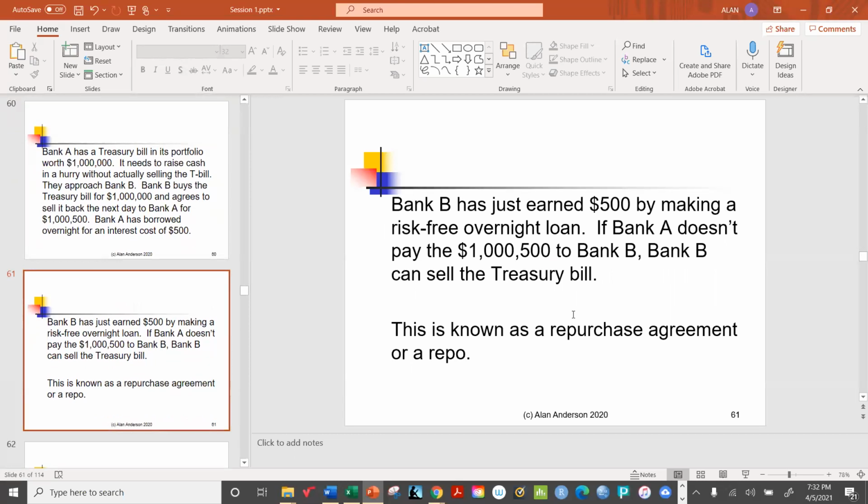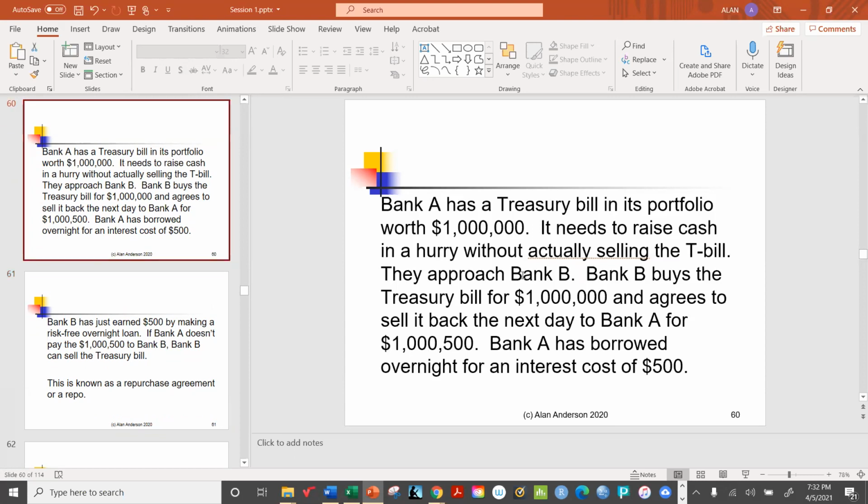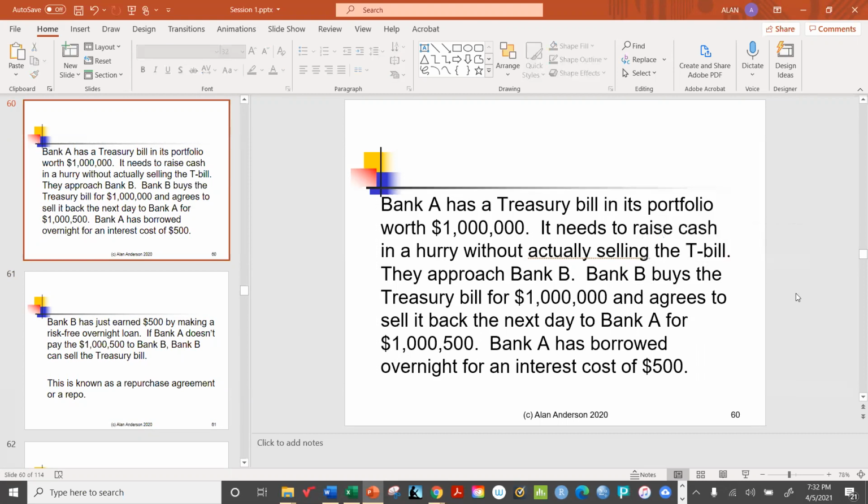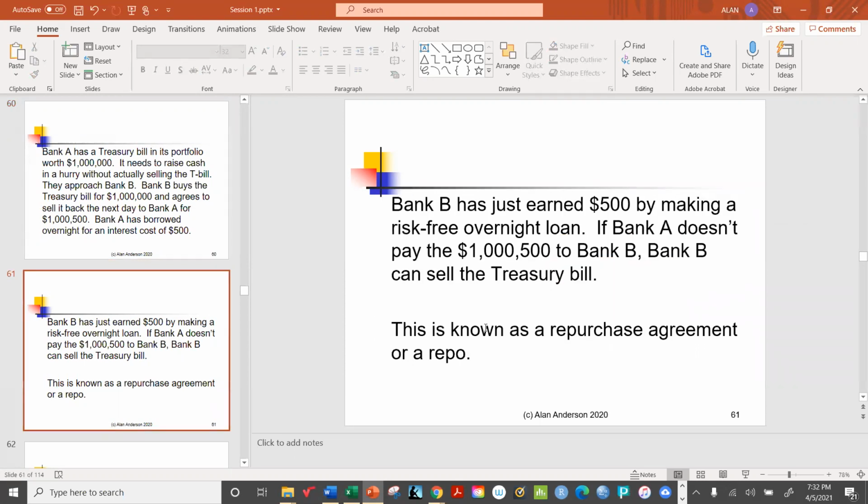But Bank B has earned $500 by simply making a risk-free overnight loan. It's risk-free because there's collateral involved. If Bank A doesn't want to buy the treasury bill back, or they can't, we can sell it in the market. So there's no risk to Bank B. It's a collateralized loan. So any interest that can be earned is essentially free money. So this is referred to as a repo or repurchase agreement.